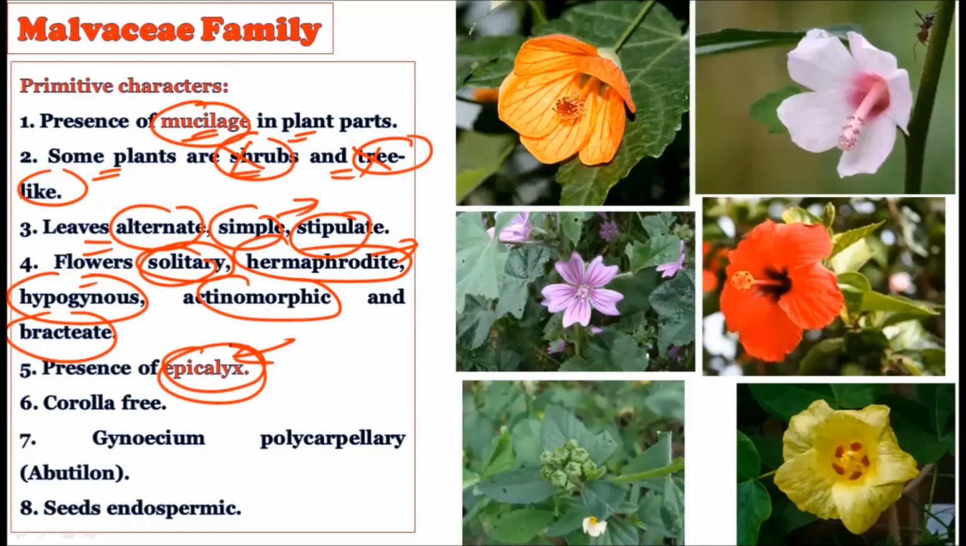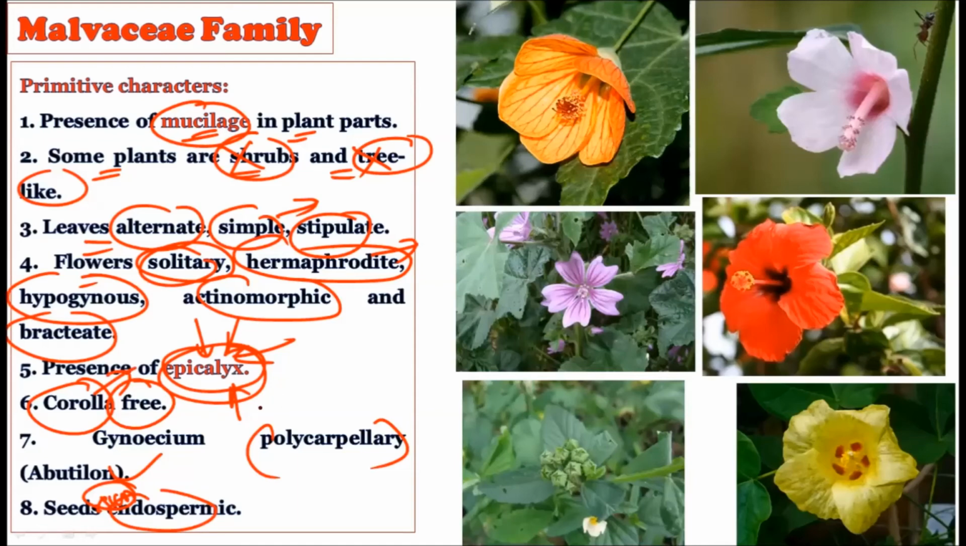And in the lower plants, if such a kind of structure or reduced structures of the epicalyx are found, then when this epicalyx is found in an angiospermic plant, it is considered primitive. Then the corolla is free, there is no gamopetalous condition. So when the corolla is free, these petals are considered a primitive type of corolla. Then the gynoecium is polycarpellary. You will find many carpels are there, and the presence of many carpels is considered a primitive character, while the seeds are endospermic. Actually, non-endospermic seeds are also present in some species, but there are some species which show endospermic seeds.